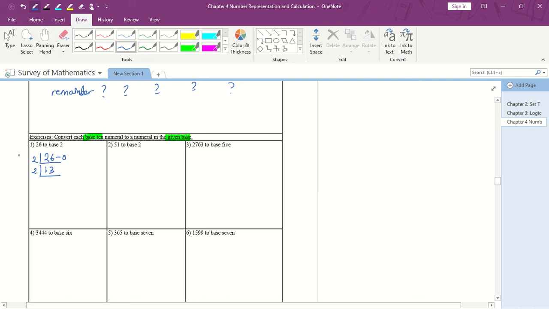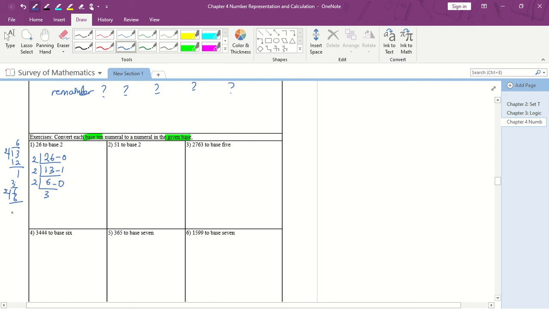Okay, we know that 13 divided by 2: 6 times 2 is equal to 12, and we have 1 as remainder. So it will be 6 and 1 as remainder. How about 6 divided by 2? We know 3 times 2 is equal to 6, then we know here is 3, and we have no remainder here.